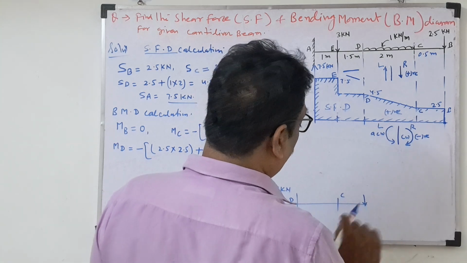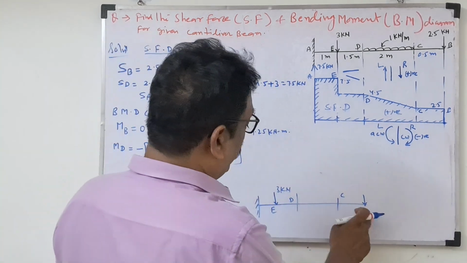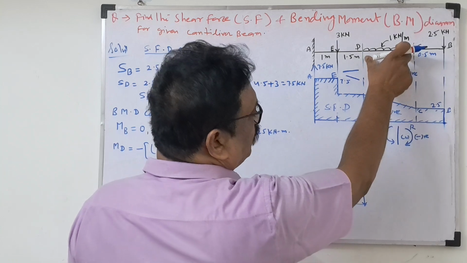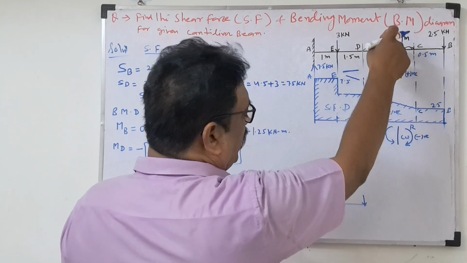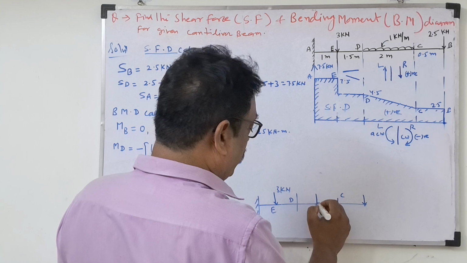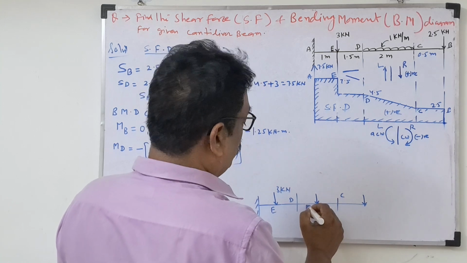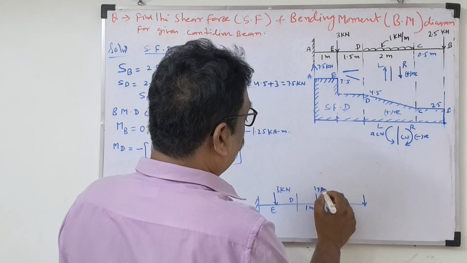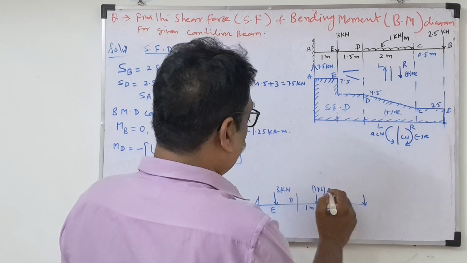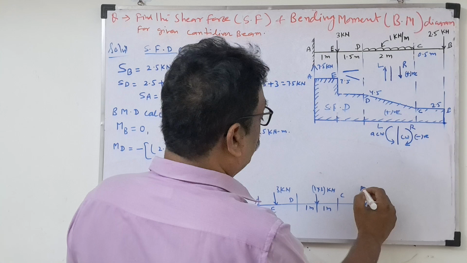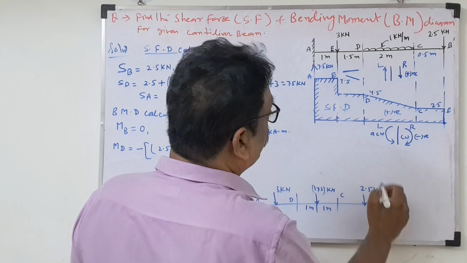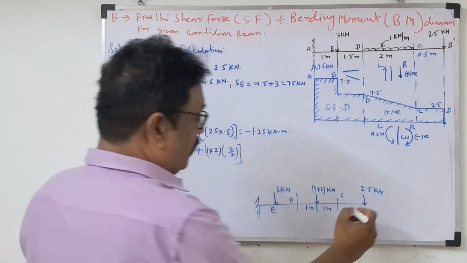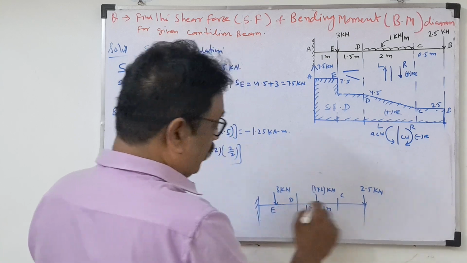If you convert all to point loads, these 2 point loads are there. If you want to convert the UDL also to a point load, where will it act? The point load will act in the middle, 1 meter and 1 meter. So this is 1 into 2, what is this? Load, kilonewton. This is 2.5 kilonewton. So this is the load diagram for this.